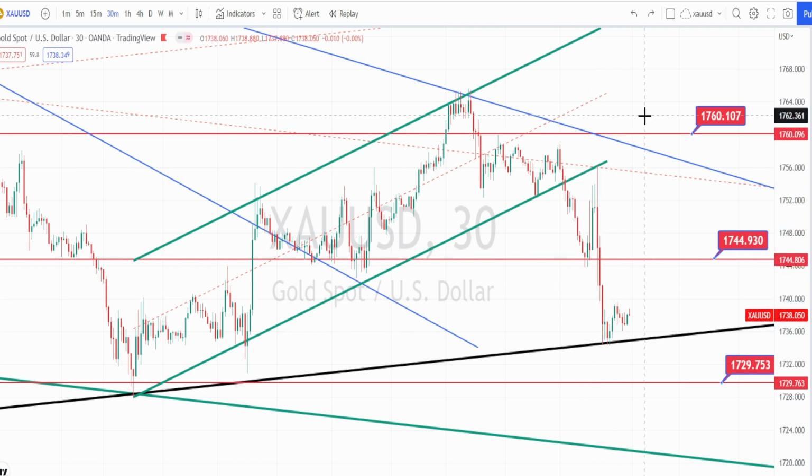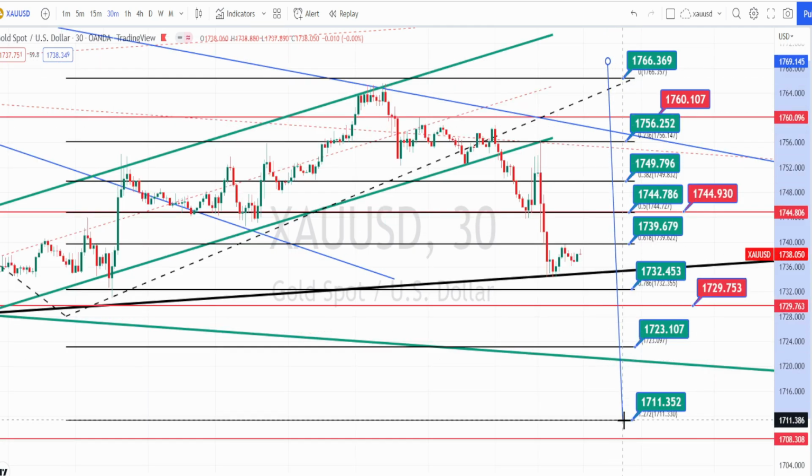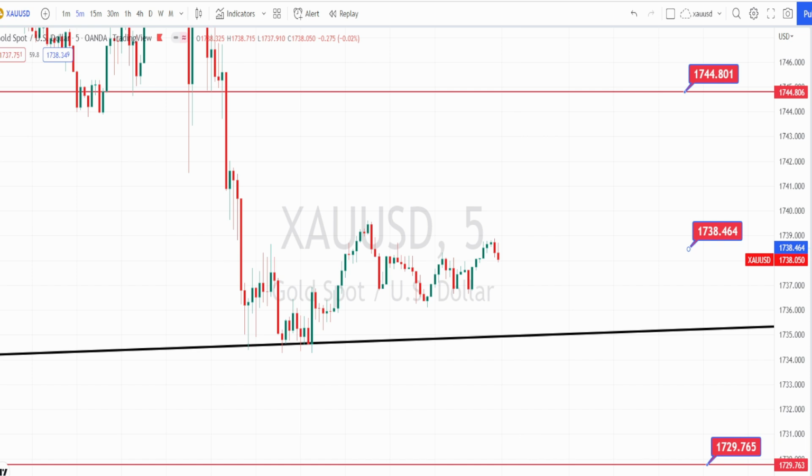Let us mark the support and resistance levels. So the values within these green color boxes are the resistance and support levels for 30 minutes time frame. Currently the trend of the price action in 30 minutes time frame is in a bearish trend. Let us do the analysis in 5 minutes time frame. I am in 5 minutes time frame now.